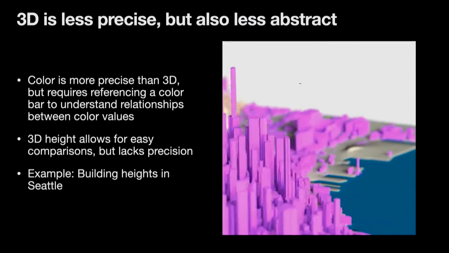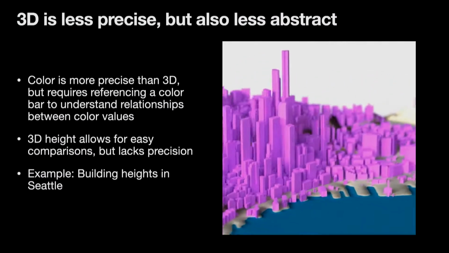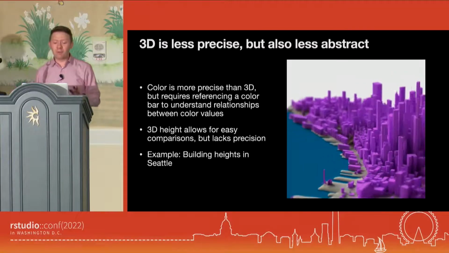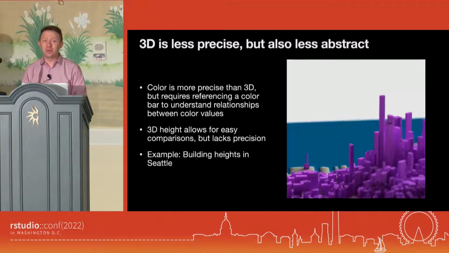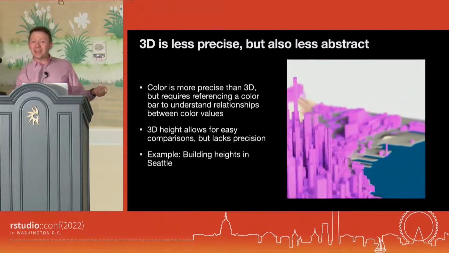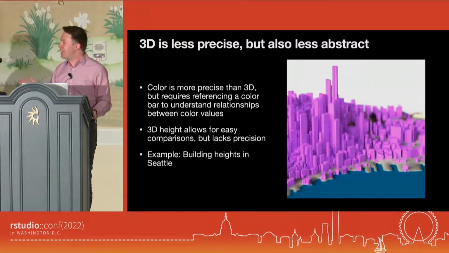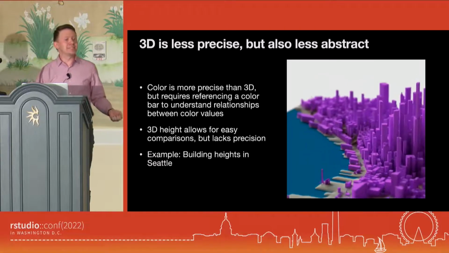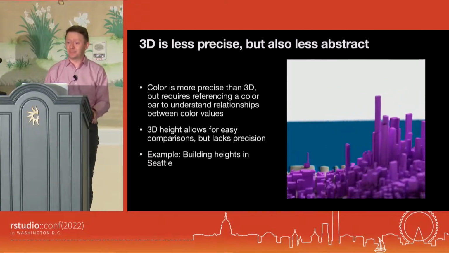You can tell when a building here is about half the height of another without having to reference an external color bar. However, because 3D introduces ambiguity in the depth axis, you lose precision. Thus, 3D data visualizations are great when the exact numeric values aren't important, but comparing relative values and getting an overall sense of the distribution of data is.